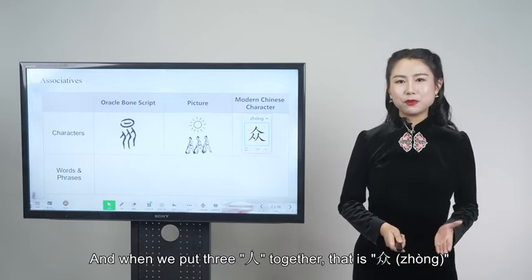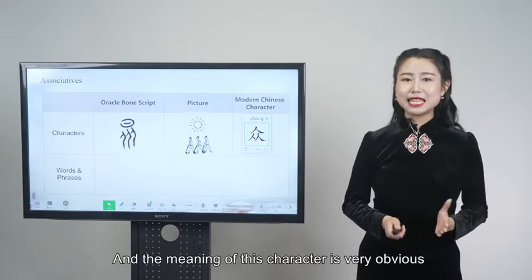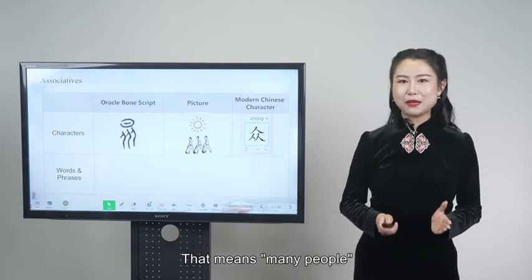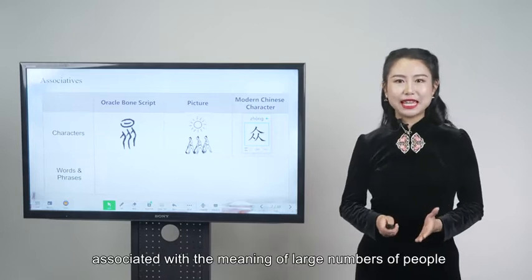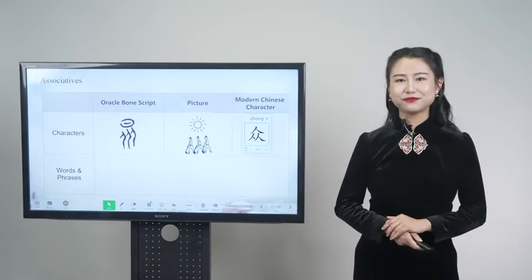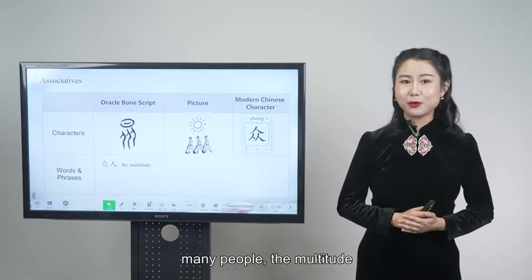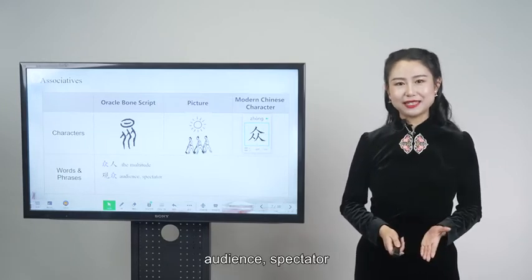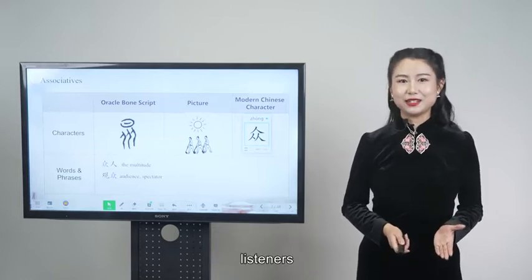And when we put 3 人 together, that is 众. The meaning of this character is very obvious. That means many people. So words containing 众 are mostly associated with the meaning of large numbers of people. Such as 众人, many people, the multitude. 观众, audience, spectators. And 听众, listeners.